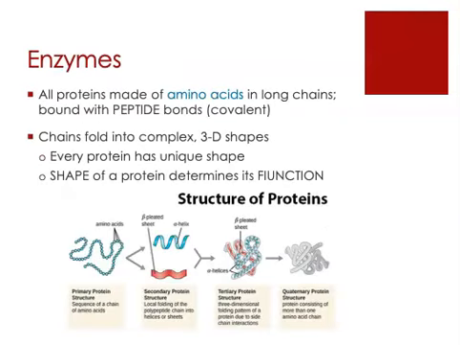All proteins have a similar basic structure. All proteins are composed of amino acid subunits that are joined together in long, long chains. And the individual amino acids are bound to each other with a special kind of covalent bond called a peptide bond. We heard the word peptide bond when we were talking about peptidoglycan in the cell wall of bacteria.